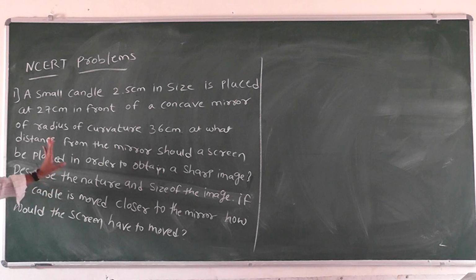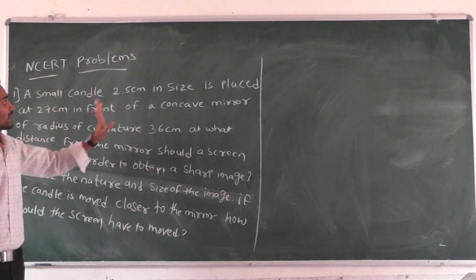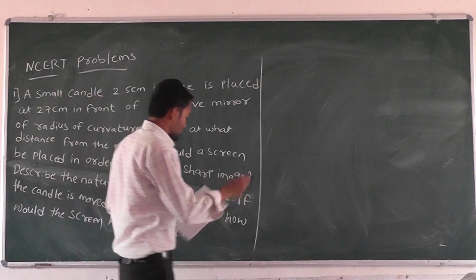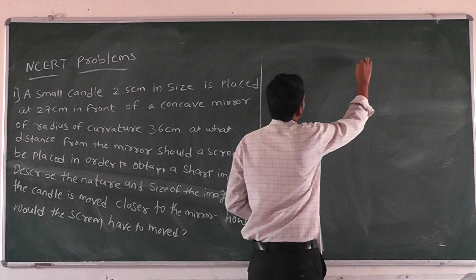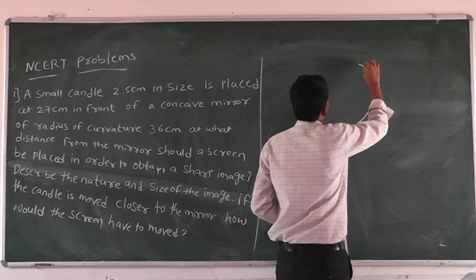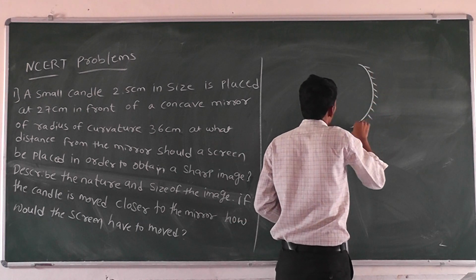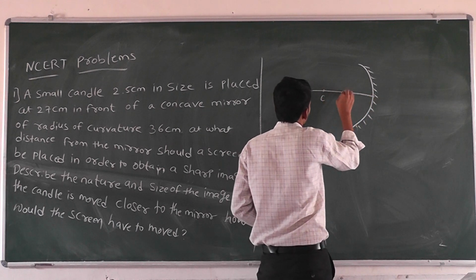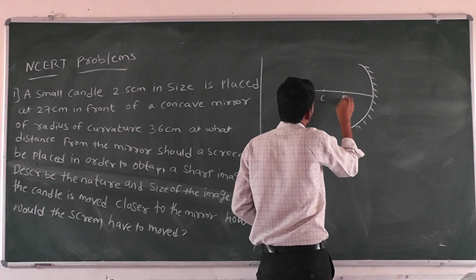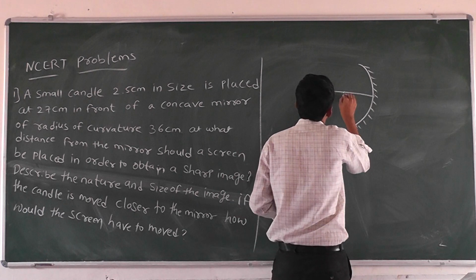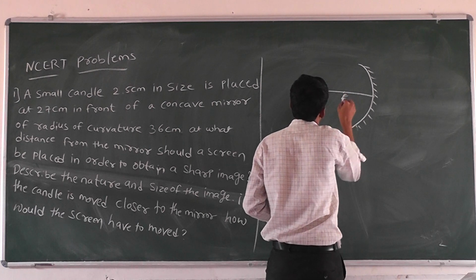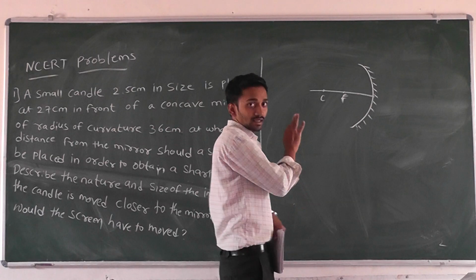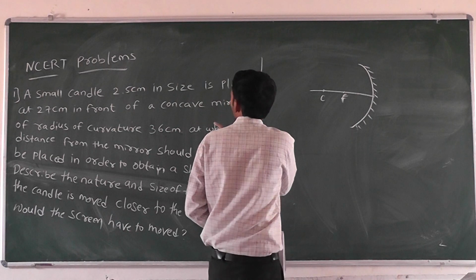So what they are given here: a small candle 2.5 centimeter in size. It is the size of the object. So first scenario, we have to take a concave mirror. They are taking a concave mirror, and next C means center of curvature, capital F means principal focus.